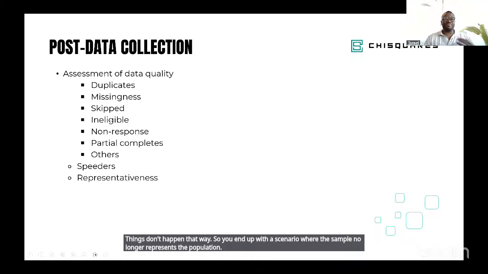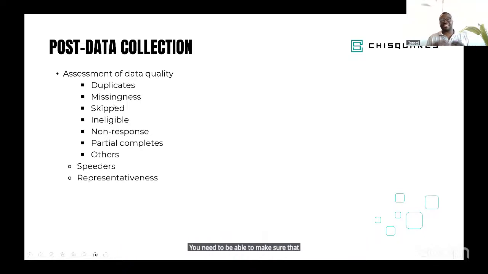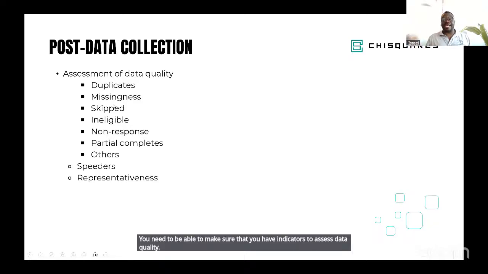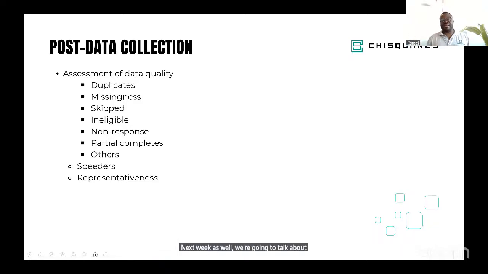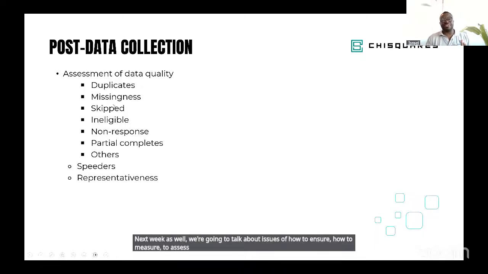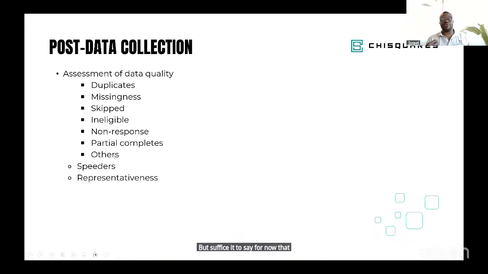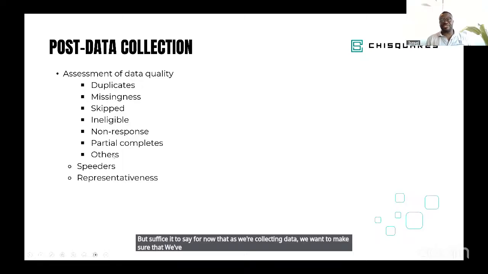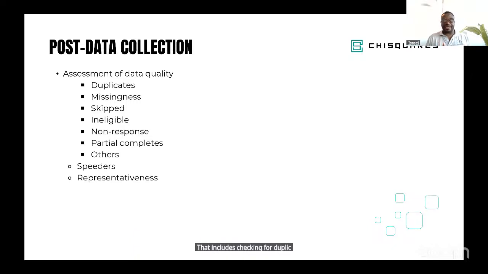You need to make sure that you have indicators to assess data quality. Next week as well, we're going to talk about how to measure and assess whether our sample is representative. But suffice it to say for now that as we're collecting data, we want to make sure that we've collected indicators of data quality to ensure that the data can be assessed to see whether they're fit for use and fit for purpose. That includes checking for duplicates, checking for missingness, for skipping, ineligible patterns, and so many others.